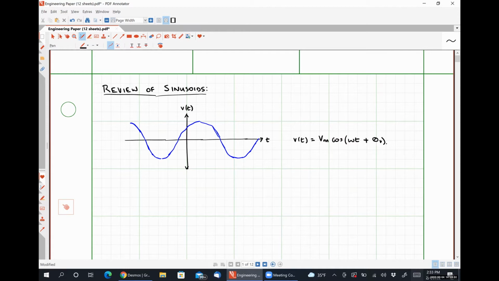So the quantity Vm is our magnitude. That's the maximum value we have. It's also measured from the horizontal axis, and it also corresponds to the minimum value. So Vm is the magnitude or amplitude of the sinusoid.